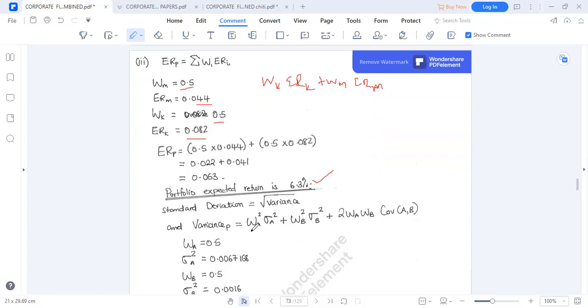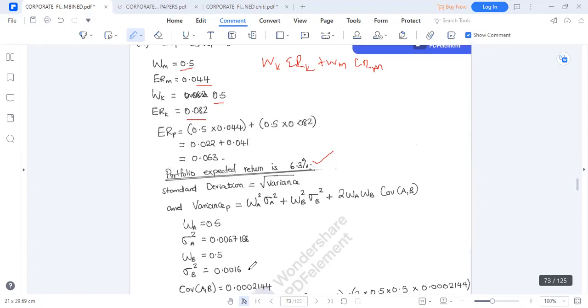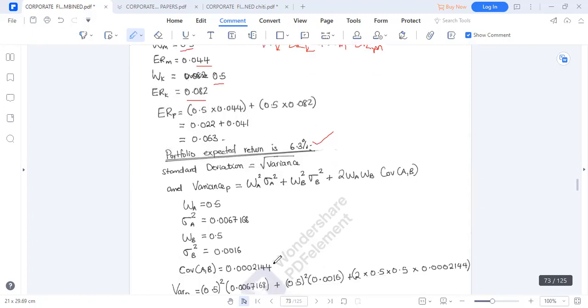We are given this formula: weight on A, variance A plus weight on B, variance B plus 2WA, WB, covariance AB. So it's a long formula. Then the standard deviation is going to square root this answer. So what was the weight on A? 0.5. The variance on A, 0.067. Weight on B, 0.5, variance 0.016. Covariance for both of them 0.002114.